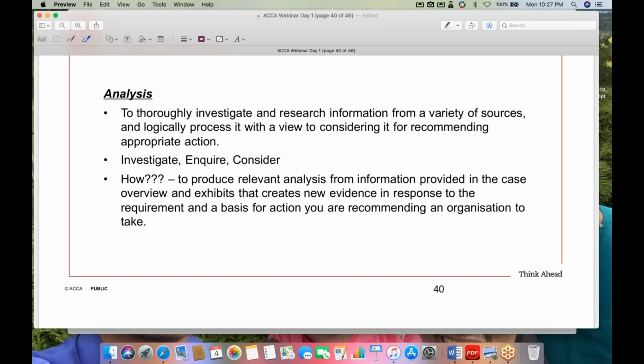What do you do here? You need to actually investigate. All right? What does it mean by thoroughly investigate? And research information from a variety of sources and logically process it with a view to considering it for recommending appropriate action. Okay.